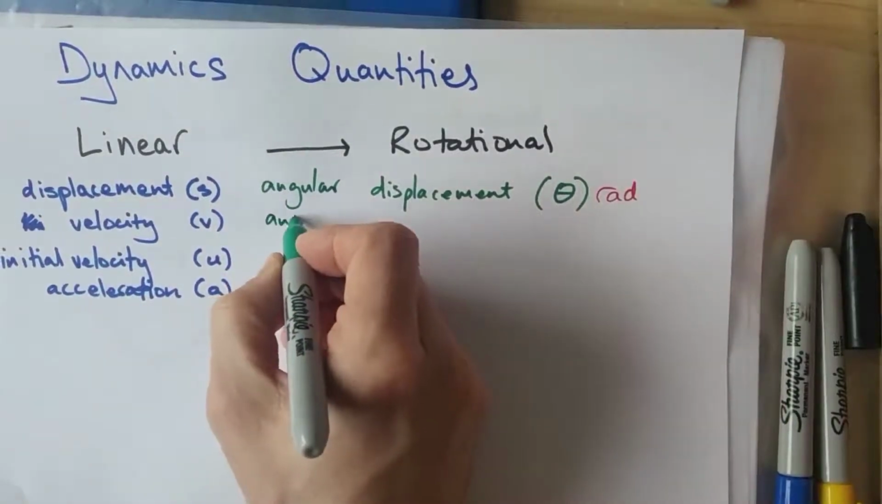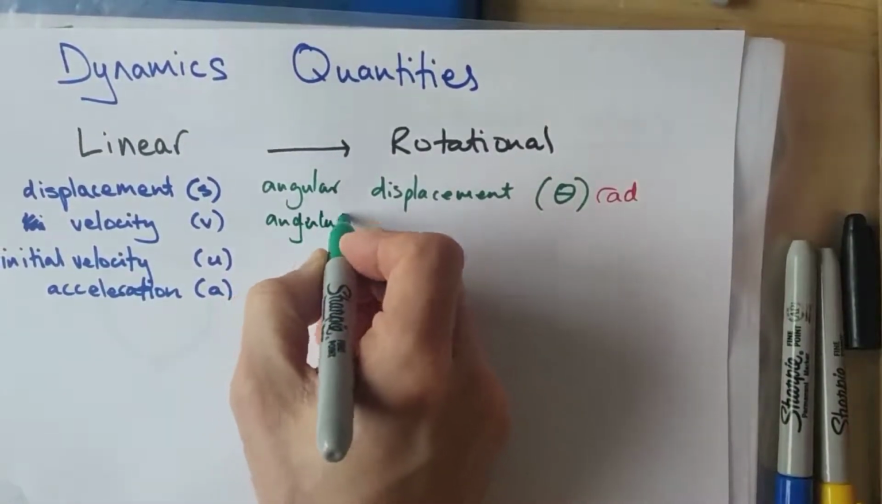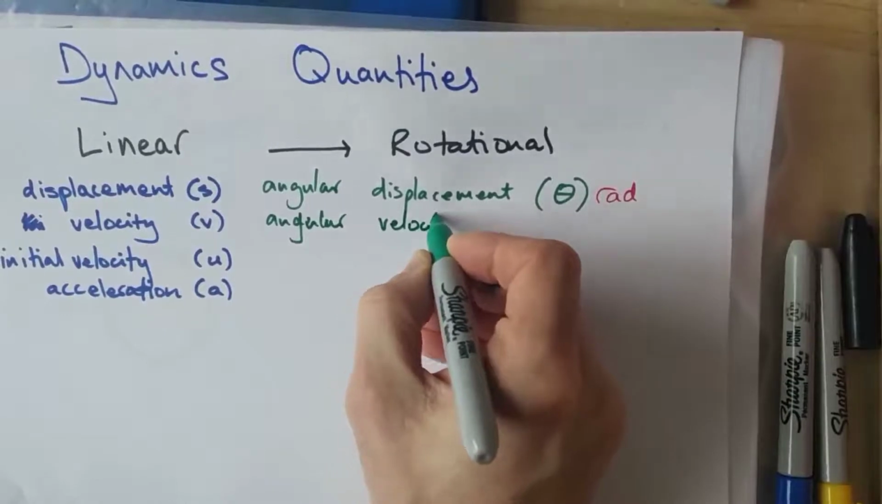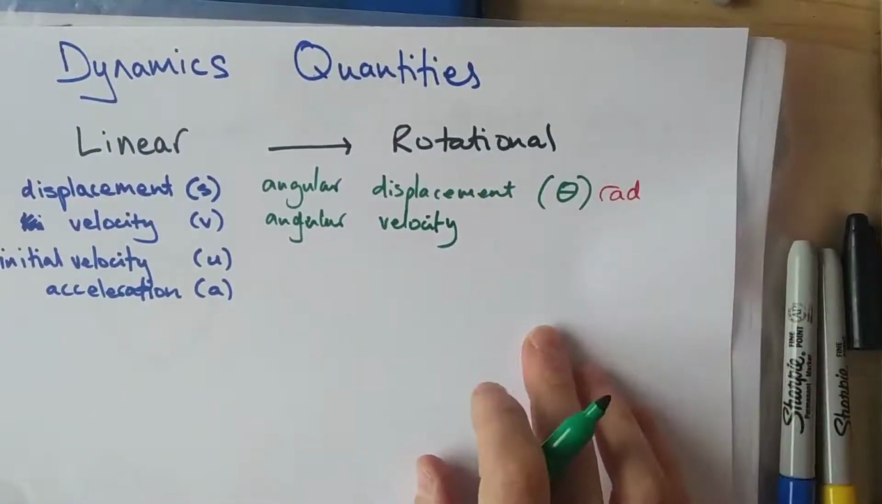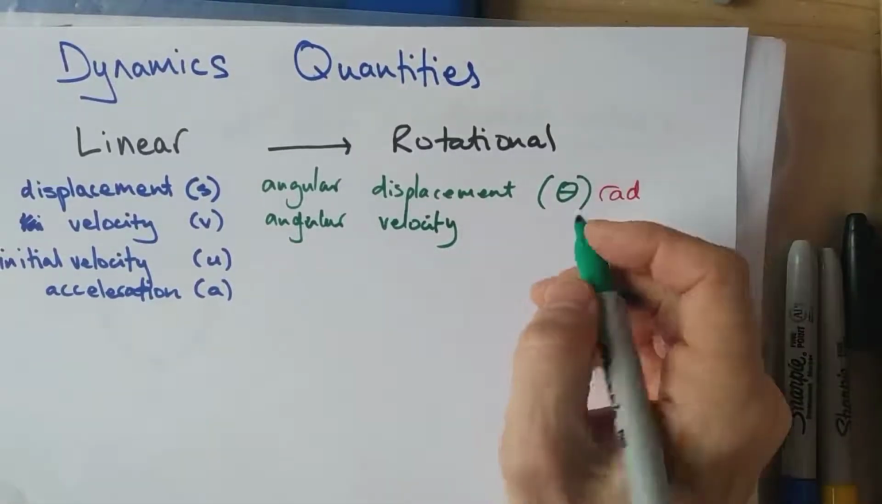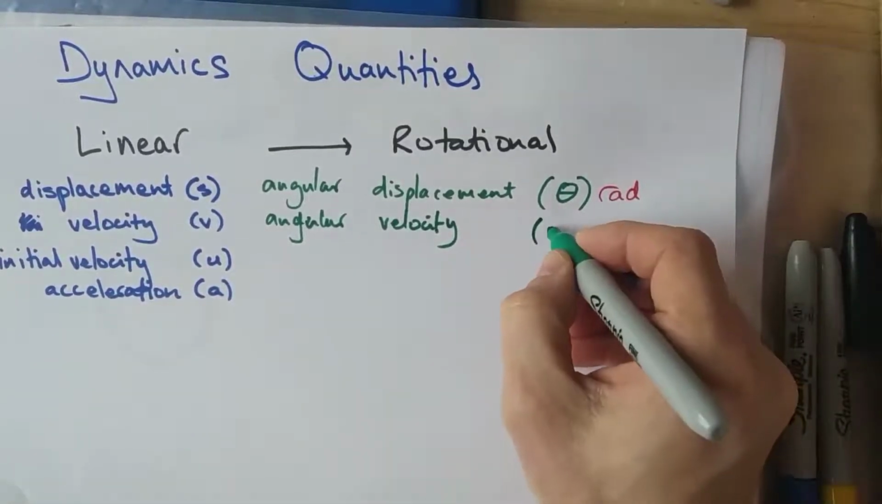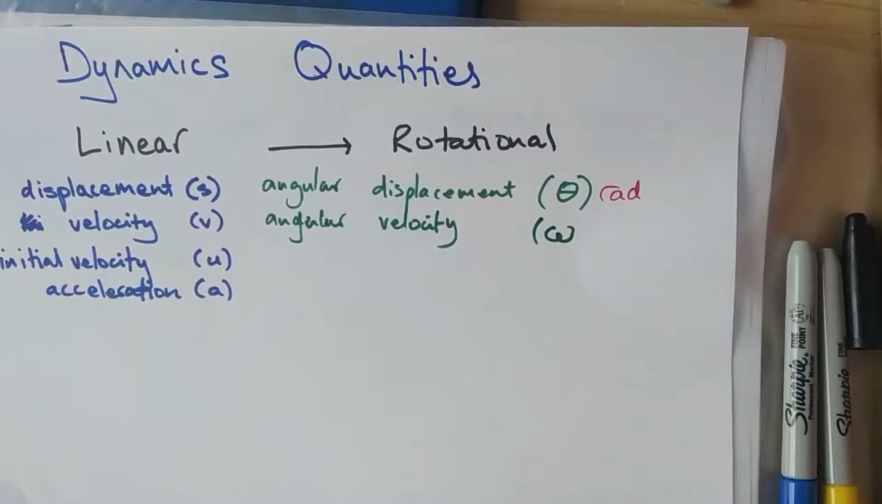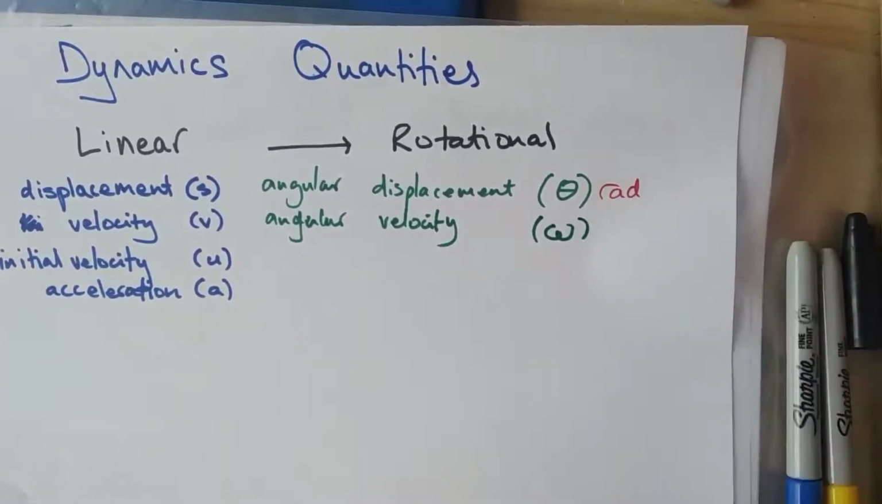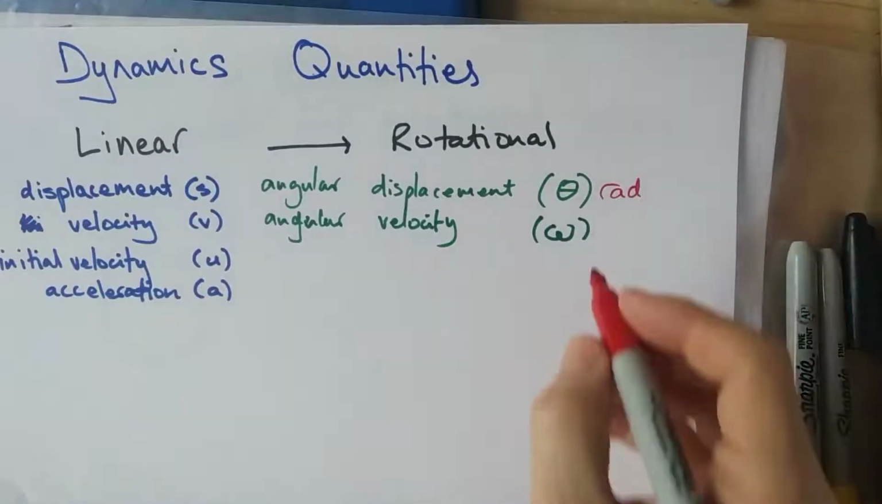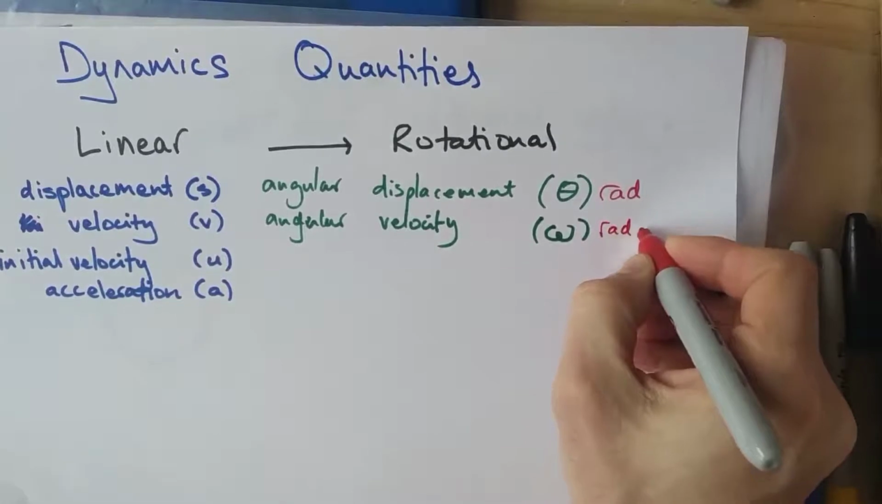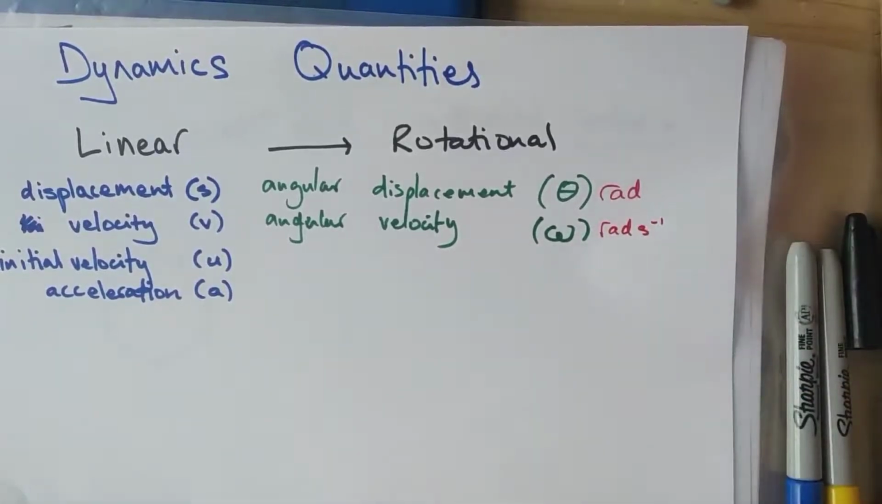We're going to have angular velocity. Okay, and then we can't run out of symbols, so we're getting into Greek. Theta is a Greek letter. We're going to use the lowercase omega for angular velocity, which looks a bit like a curly W. And if angular displacement is in radians, then angular velocity must be measured in radians per second.